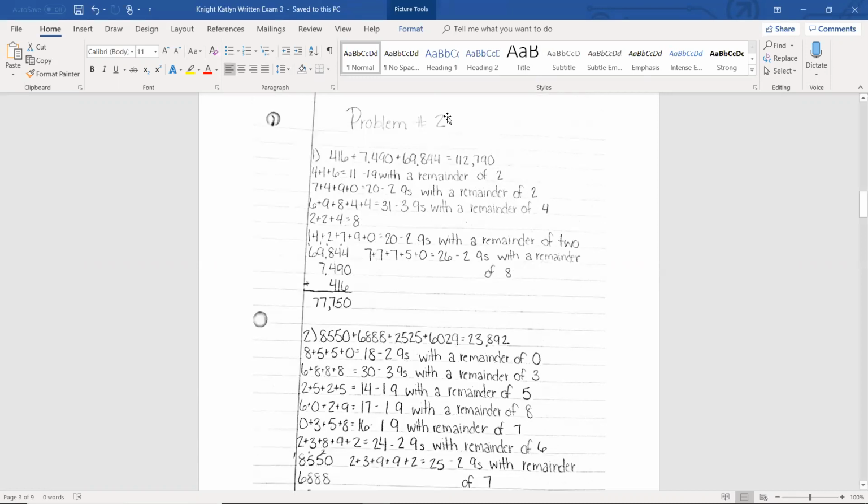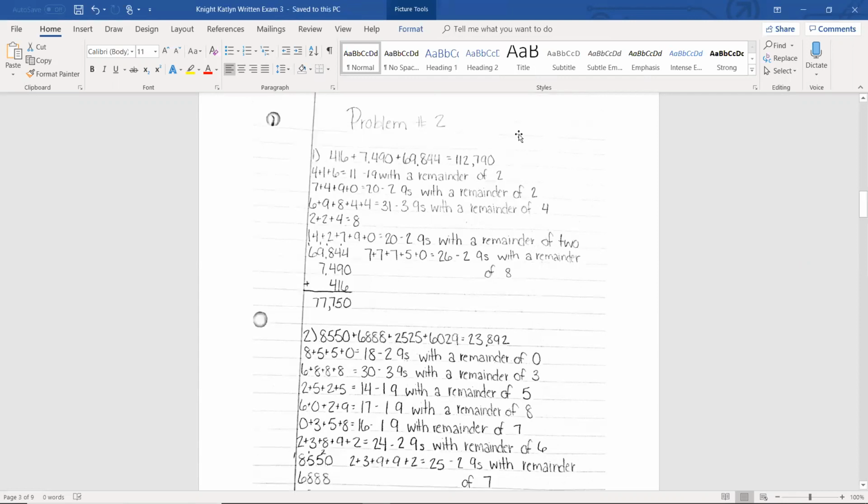So now we're going to see our answer that we got to this addition problem. We're going to check it to see if it's correct, because we want the remainder of this to be the same as this, which is 8. So we're going to just add these numbers, which is 1 plus 1 plus 2 plus 7 plus 9 plus 0 is 20, which is 2 nines with a remainder of 2. And 2 does not match 8, so this number is incorrect.